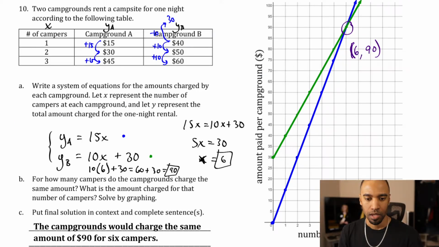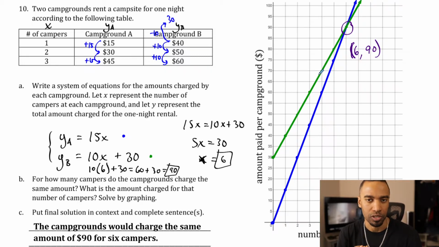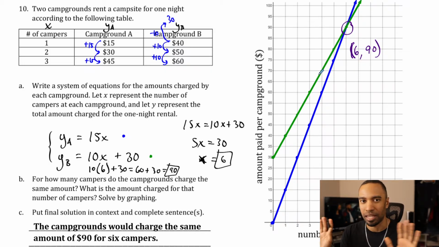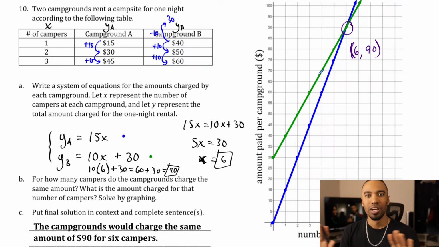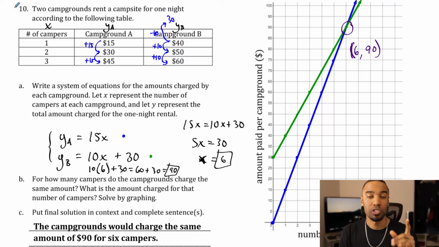Okay, so I guess I could have kept myself right here. But the number of campers was down here, and the amount of dollars per campground was here. And again, it probably shouldn't have been a continuous function, so drawing a line probably doesn't make the most sense there, but the idea is we're just finding out where the two lines intersect, that's all. Okay. All right, that's it for systems of equations.